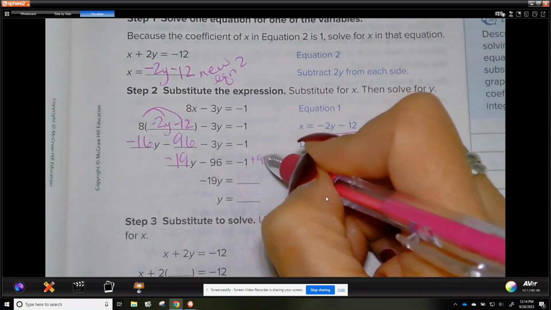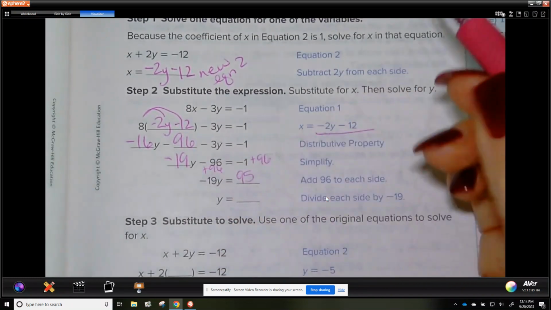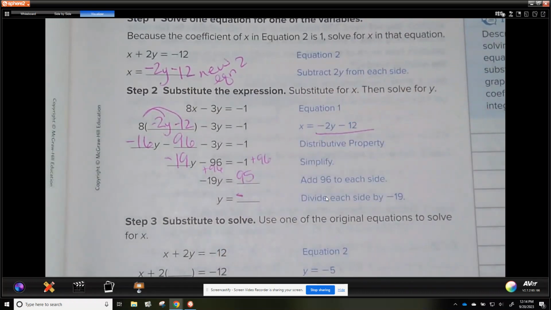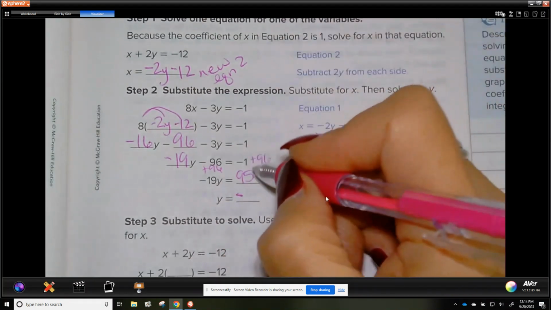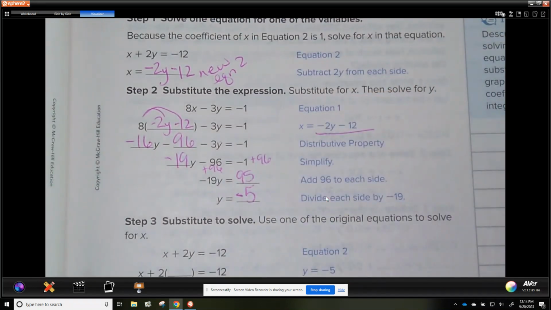Add 96. I get 95. 95 divided by negative 19 is negative... let's think. 20 goes into 100 5 times. This is 1 less, so 100 minus 5 is 95. So it is negative 5. That is our y value. So if I have x and y, my y is negative 5.